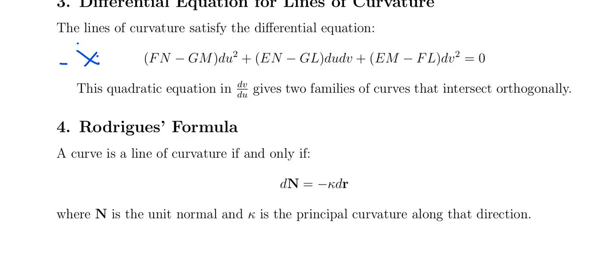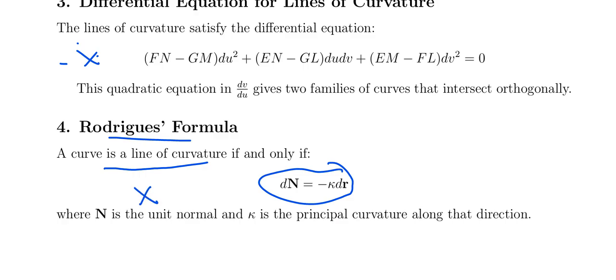The quadratic equation in dv by du gives the family of curves that intersect orthogonally, and the Rodrigues formula is very important. The curve is a line of curvature if and only if dn equal to minus kappa dr. Here n is the unit normal vector and kappa is the principal curvature.